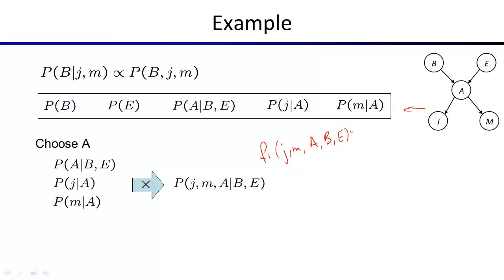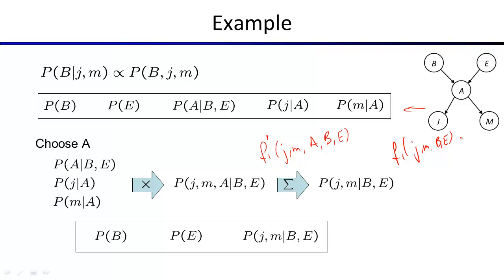All right, so that's our first factor we computed. Actually, sometimes we call this F1 prime, because it's before we sum out. Then we sum out, we get our first factor F1, which is only over J, M, B, and E. How many rows in that table? Factor F1, how many rows? 4, right? There are 2 variables, B and E, each of them binary, so 4 possible combinations, 4 rows in that table.